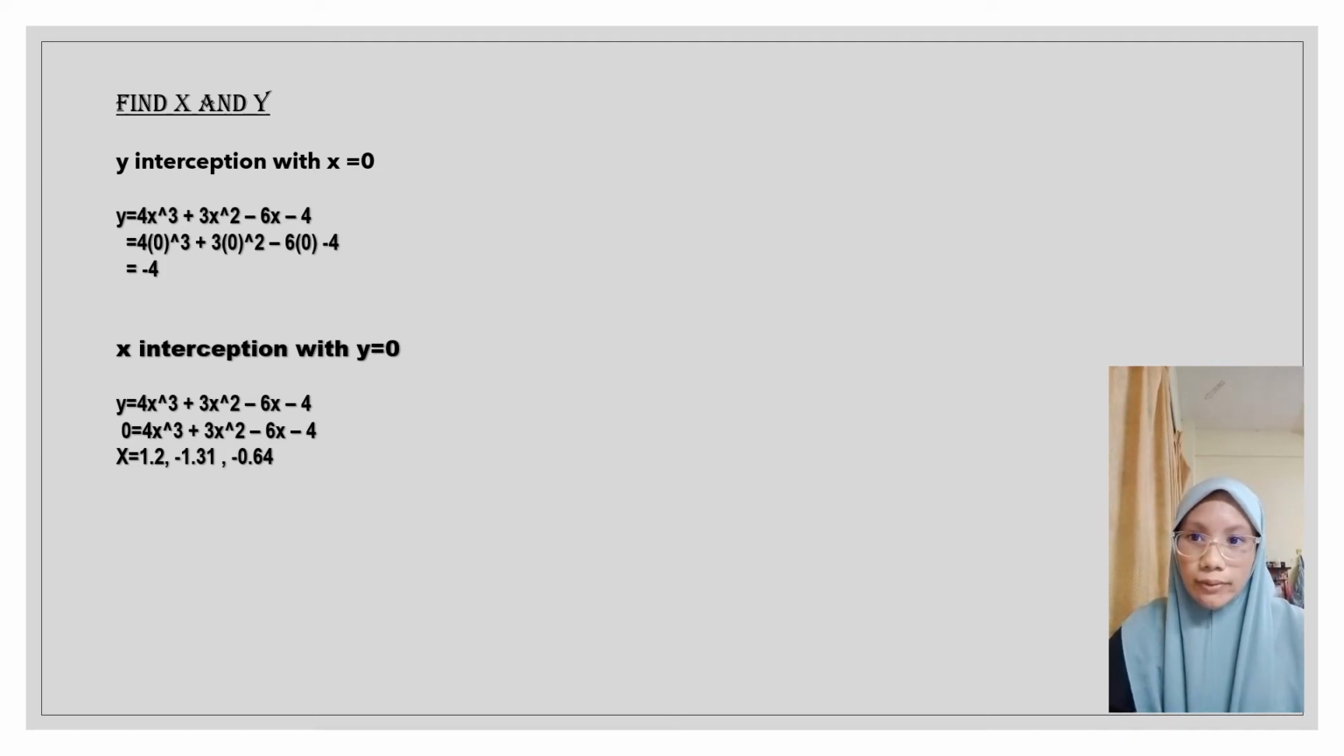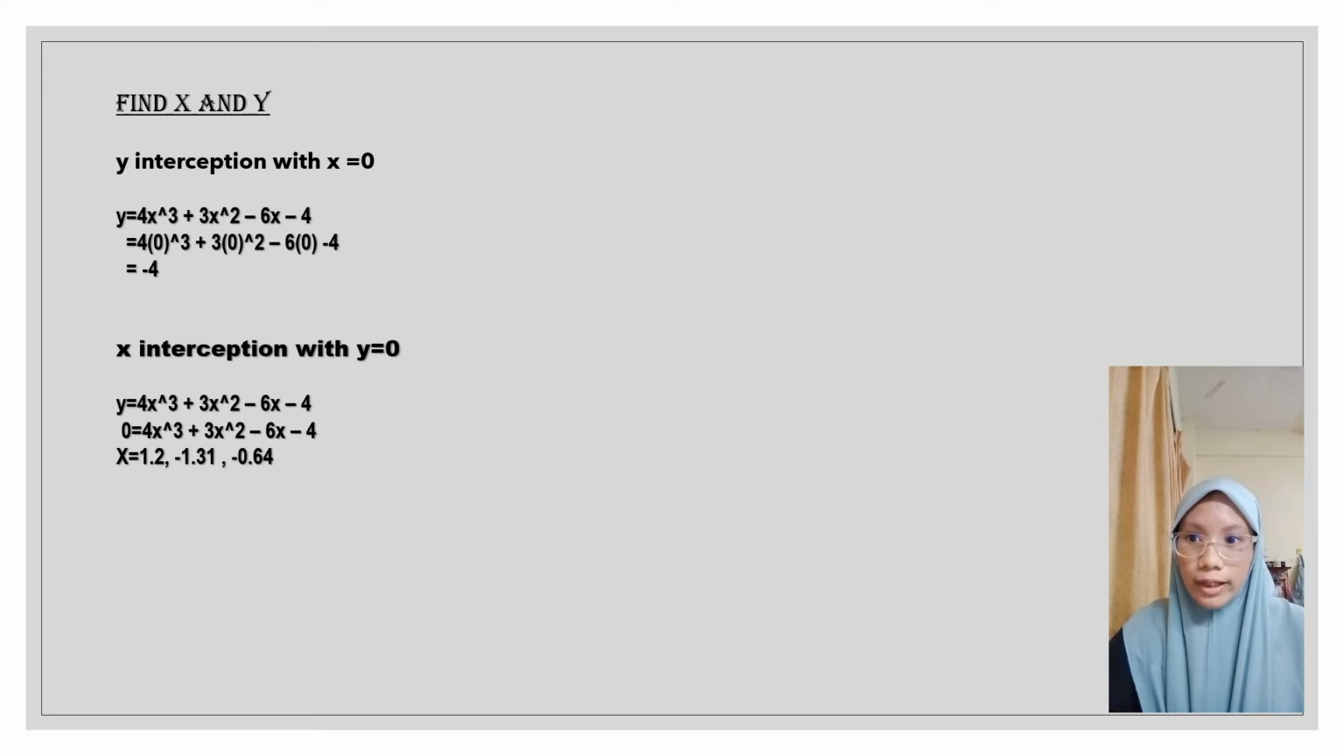So, based on the question, how to find x and y? The y intersection is with x equal to 0. Y equals 4x^3 plus 3x^2 minus 6x minus 4. So, when we substitute, we will get negative 4.